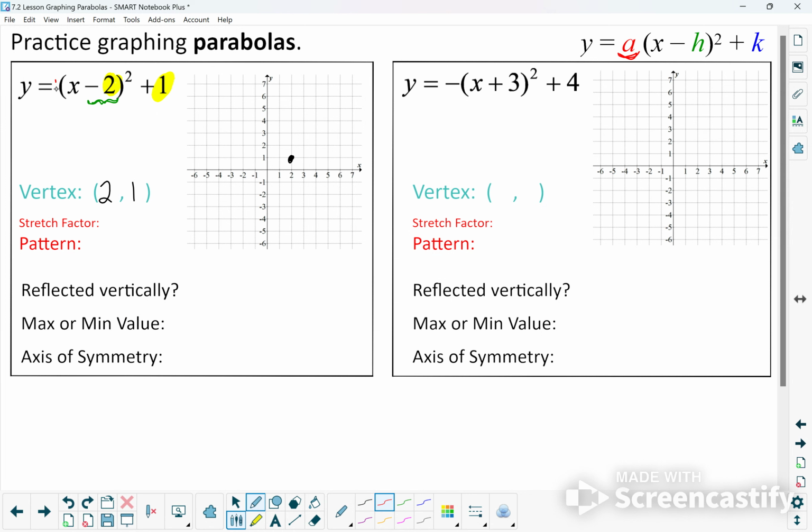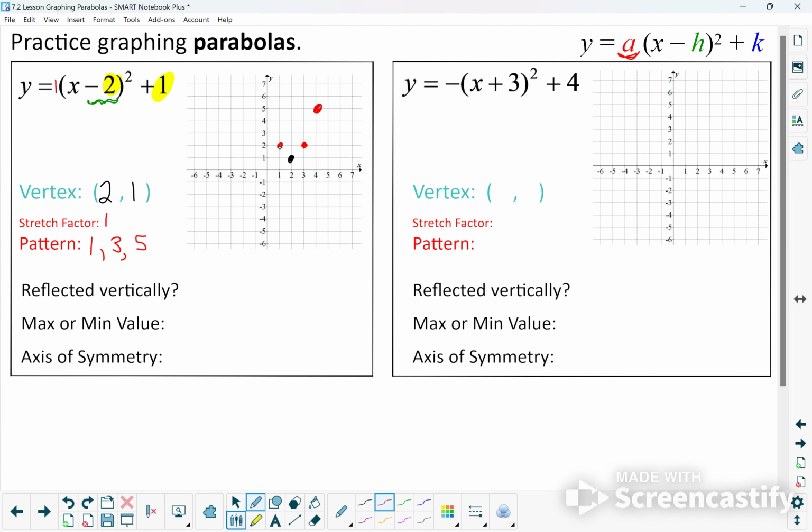For the stretch factor, we look for that coefficient in front of the x squared. So on this one, we just have a stretch factor of 1. That means we're just going to do our basic 1, 3, 5 pattern. So from our vertex, we're going to go up 1 over 1. Then we're going to go up 3 over 1. And then if we had space, we would go up 5 over 1. That establishes one side of the parabola.